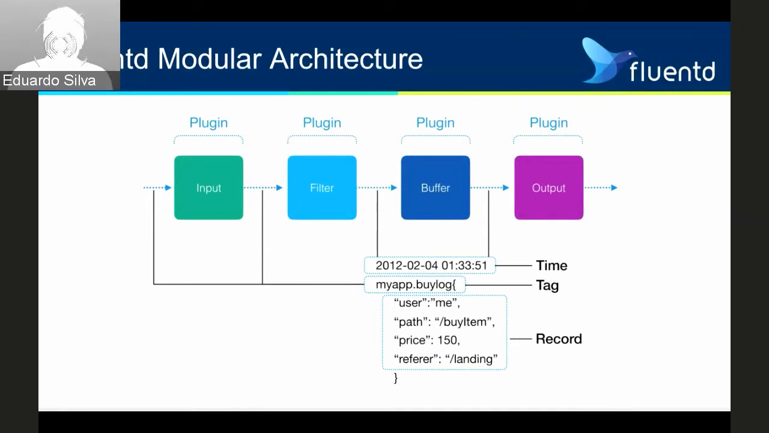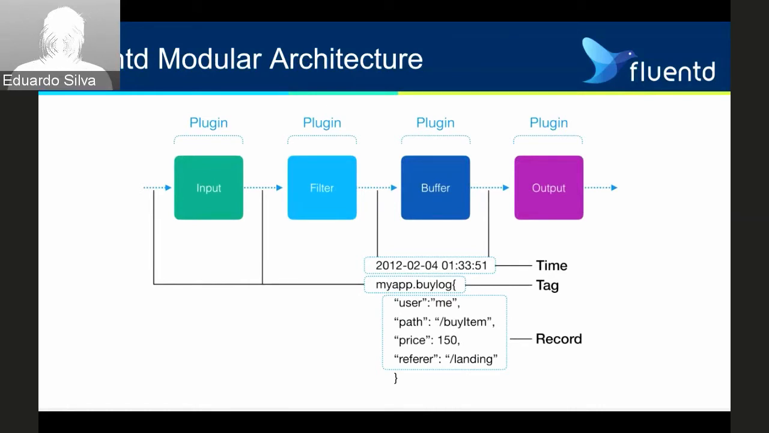And every record that goes to the buffer has at least three specific pieces of data associated. One is the timestamp, the other is the tag. A tag is a kind of label or name which is used in order to route the data. For example, for everything that's coming from syslog, I can apply a tag. This is my syslog.